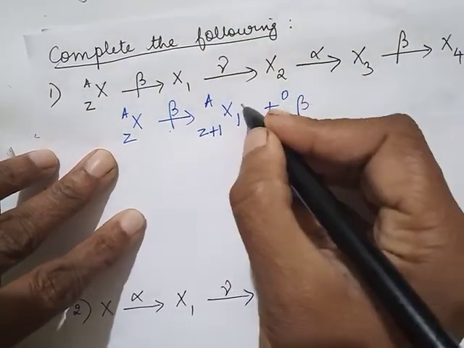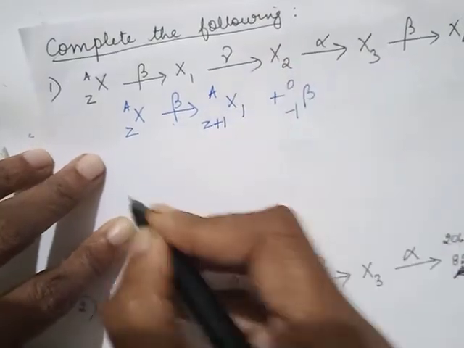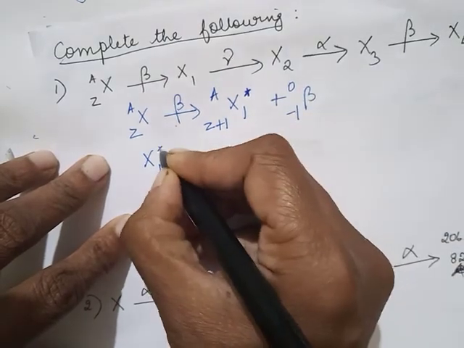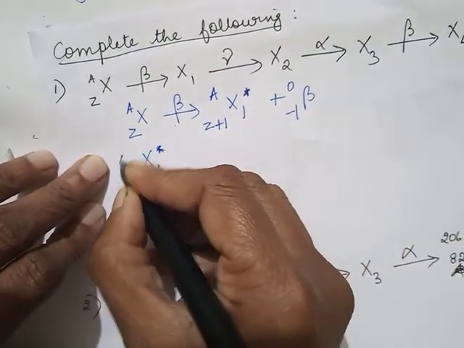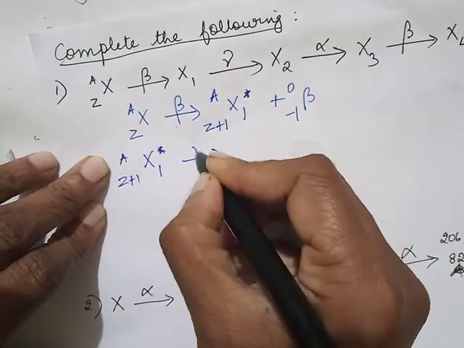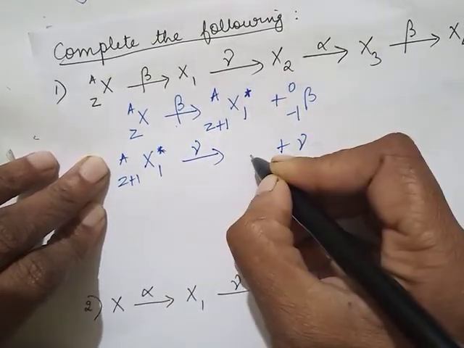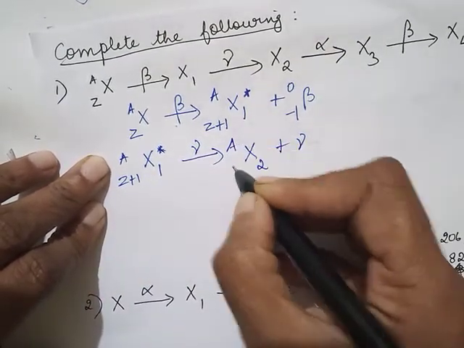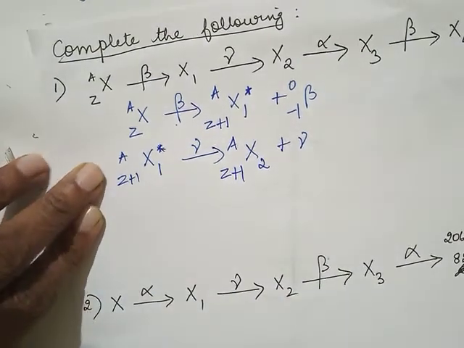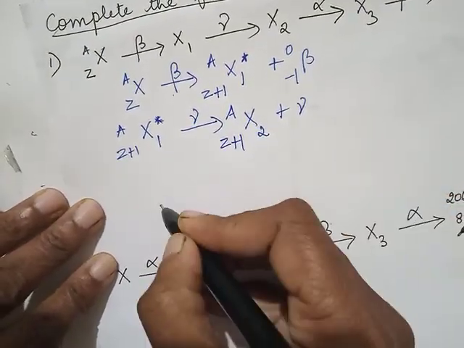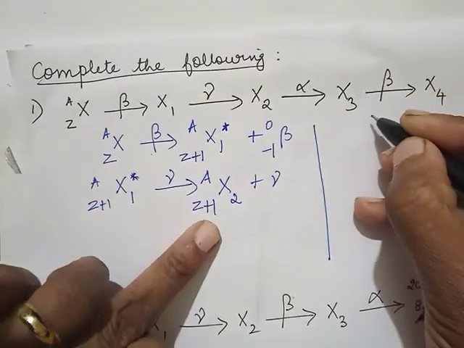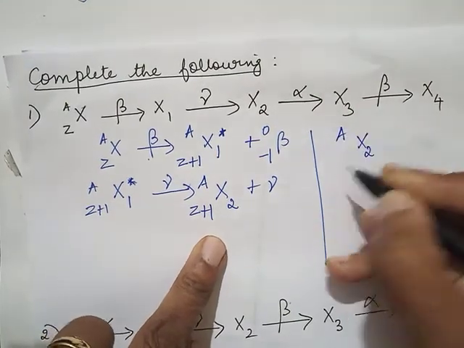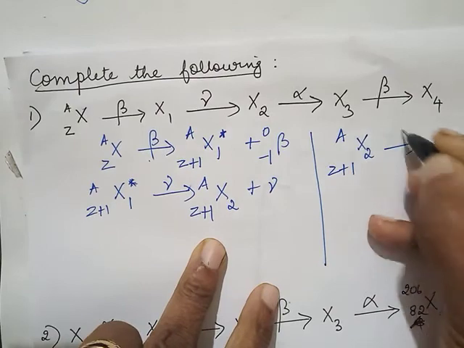Then this is giving gamma radiation. That means it was in an excited state, so just put a star, A, Z plus 1. It is giving a gamma radiation. You know, gamma will not alter the mass number and atomic number, so X2 will also have the same mass number and atomic number. Then coming to the next one, now X2 gives alpha. So X2, A, Z plus 1 gives alpha.